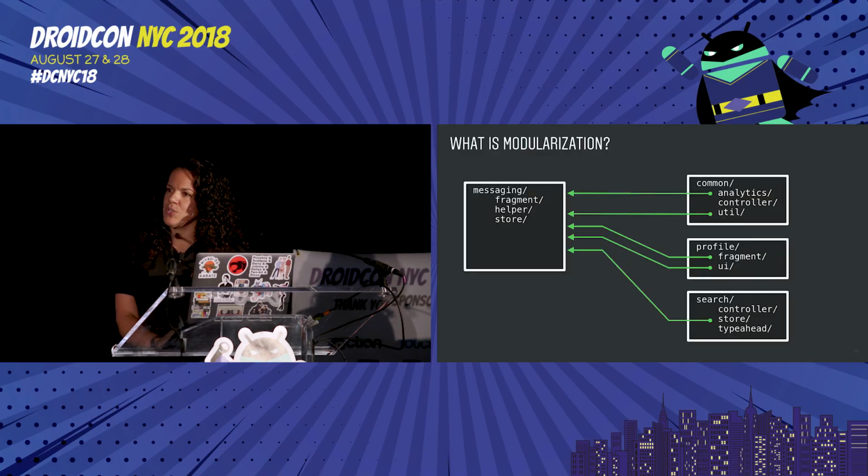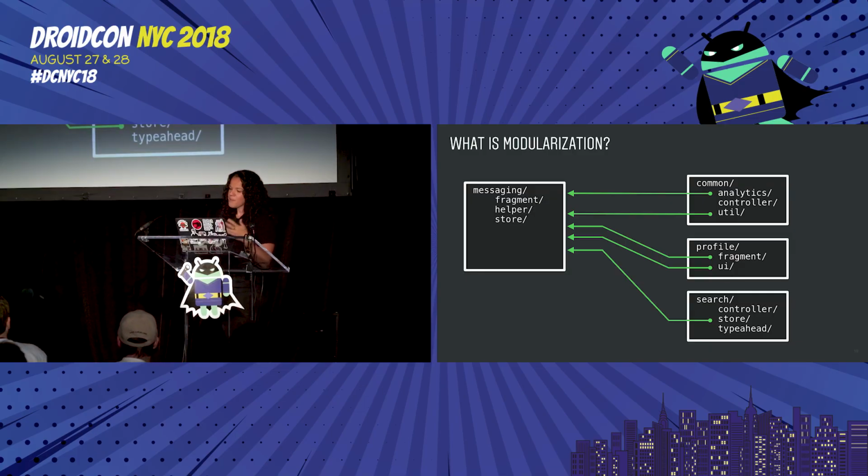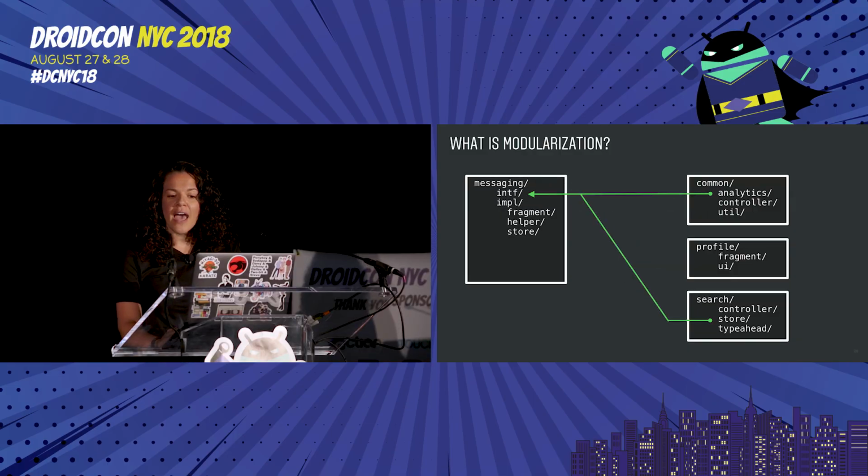So let's say we're trying to modularize this messaging feature. Inside the messaging directory, we have a few subcomponents like fragment, helper, and so on. Before modularization, there can exist a number of dependencies from other modules to these subcomponents. For example, you see that profile and search are depending on something specific inside of messaging. However, after modularization, that's no longer the case.